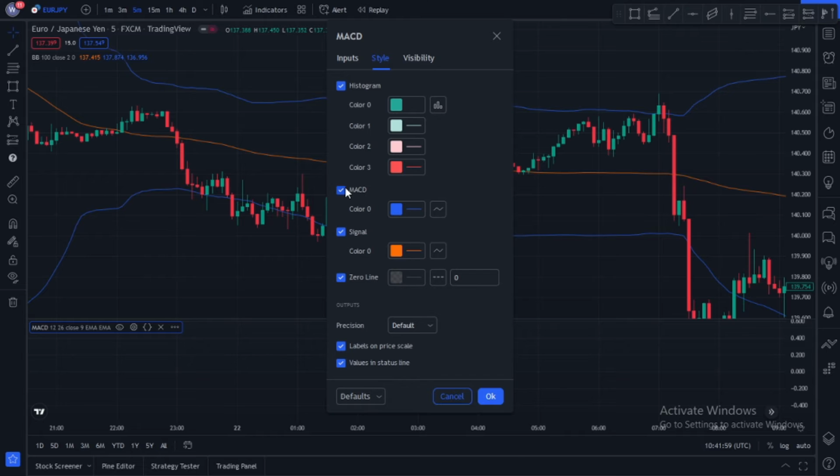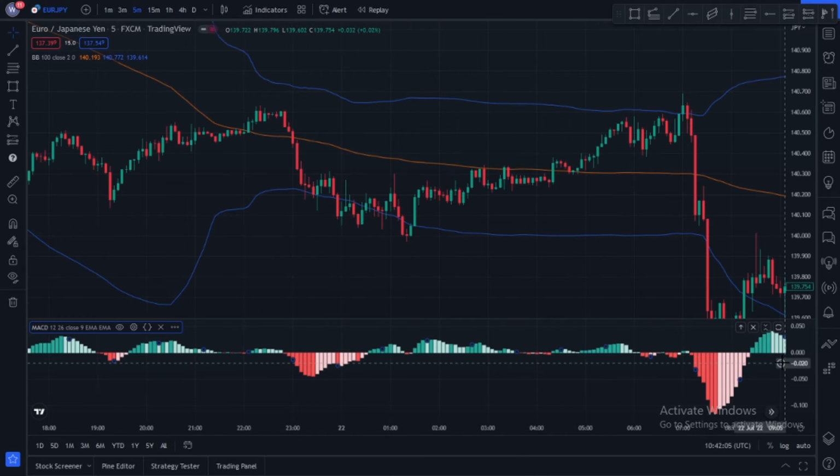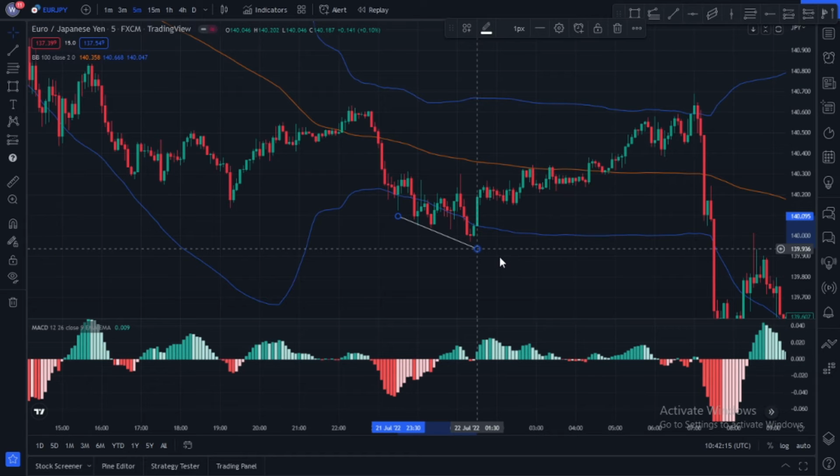We use a concept called divergence. Divergence means that the price movement and the MACD indicator move in opposite directions. That is, if the price goes down and makes a lower low, the MACD indicator will go up and make a higher low. In this case, the indicator's movement is the one that shows the real direction of the price.